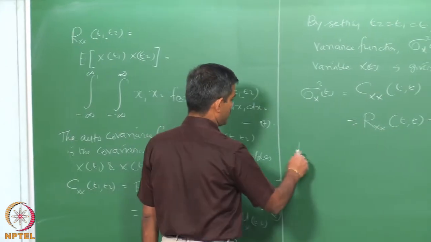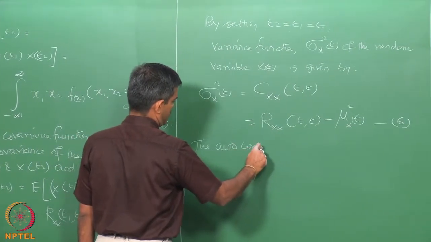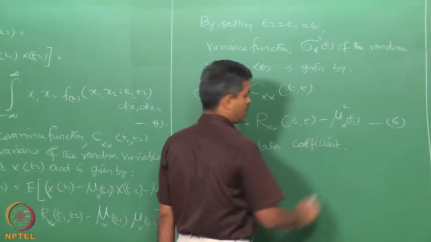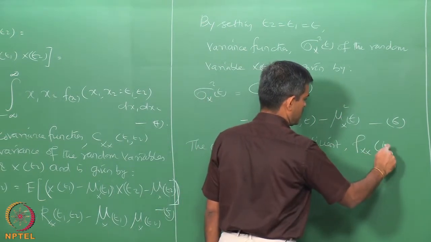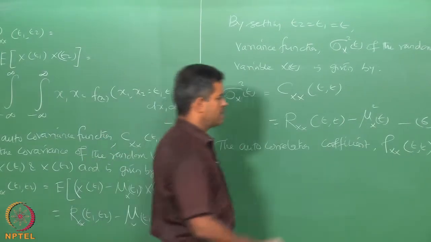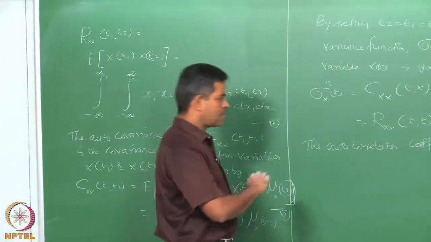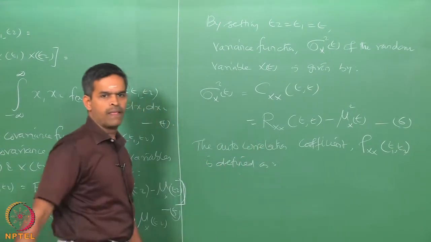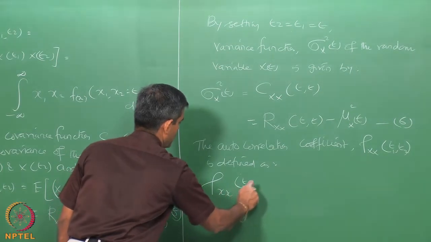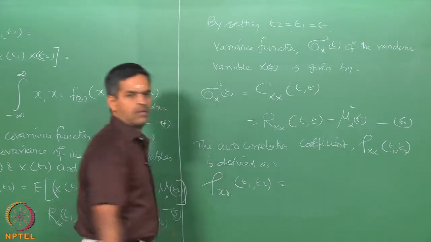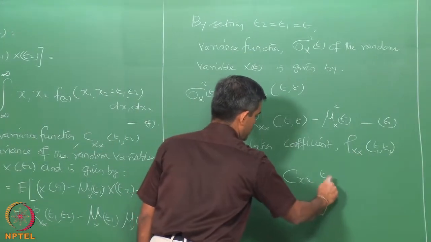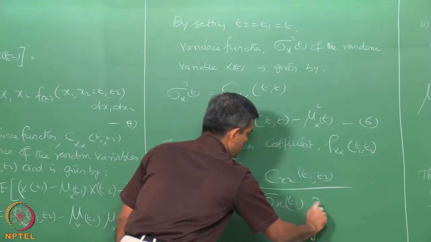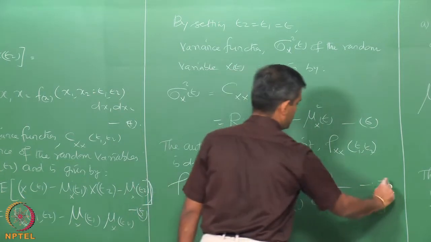The autocorrelation coefficient in this case, which is indicated as rho_xx(t1, t2), let us write the general expression, is defined as rho_xx(t1, t2) is given by C_xx(t1, t2) divided by sigma_x(t1) sigma_x(t2), equation number 7.